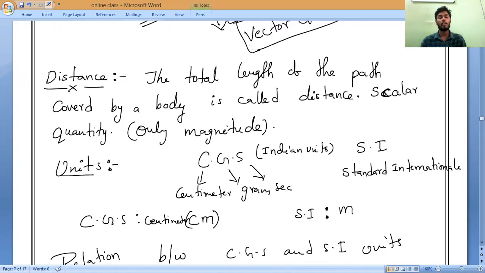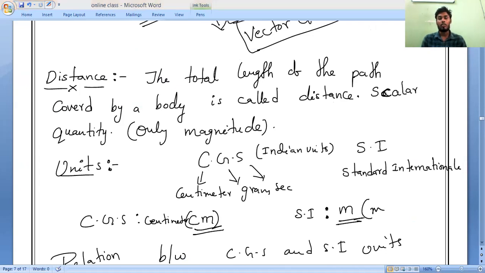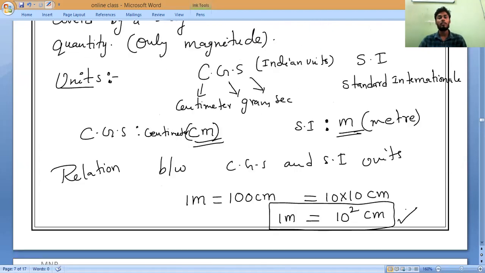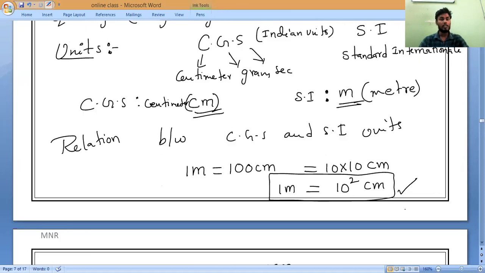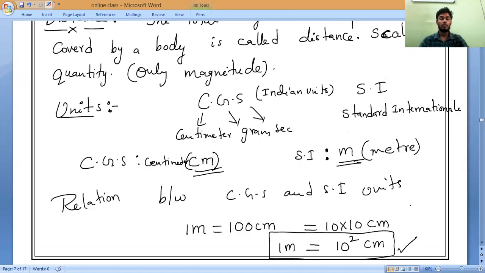What is the SI unit of distance? Everybody, what is the SI unit of distance? The SI unit of distance is meter. And the CGS unit is what, guys? CGS is centimeter. So meter and centimeter. Kindly write it. Once it is finished, you tell me. Have you understood, everybody? Yes, sir. That is very good.